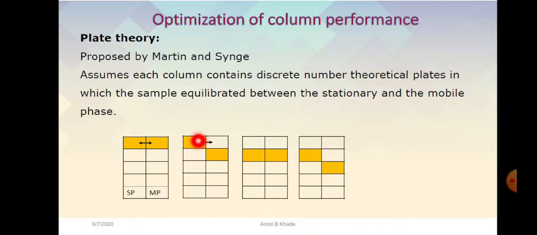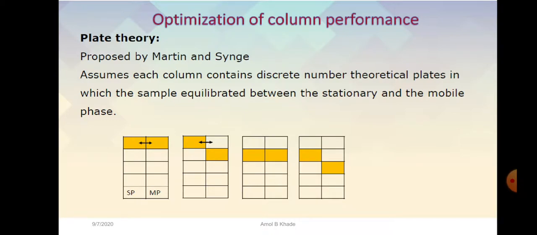Similarly, the mobile phase is now empty in the first plate and fresh mobile phase is coming, because there is a continuous flow of the mobile phase. Whatever amount was there in the first plate in the stationary phase will again equilibrate between these two. And so on. This cycle will continue, and the separation of the components will happen based on their partition coefficient or adsorption and so on.